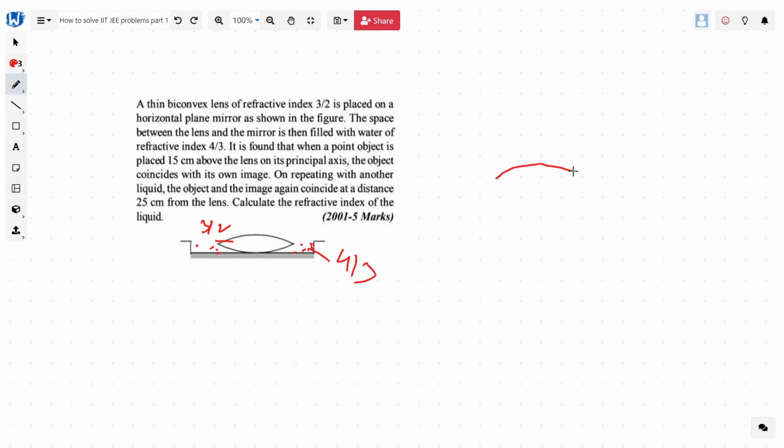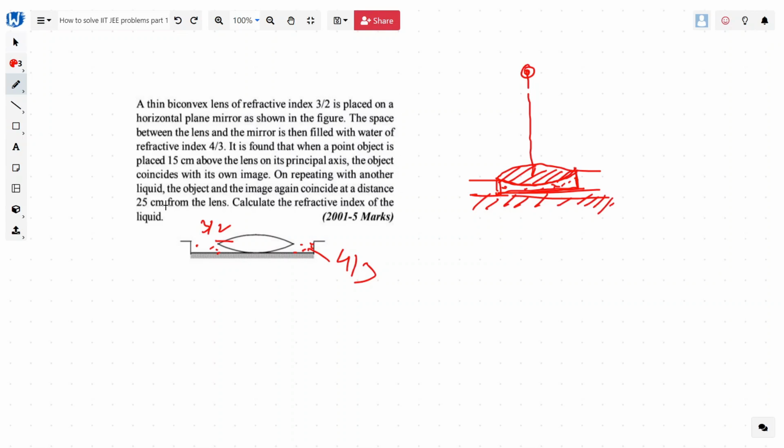So let's draw that first. So here is our lens. Now it is filled with water. Basically now we have two lenses. This is lens number 1 and this is going to be lens number 2. And the object is here, and when it happens, the image of the object coincides with it. Finally, after this and this, let's not forget we have a plane mirror here.